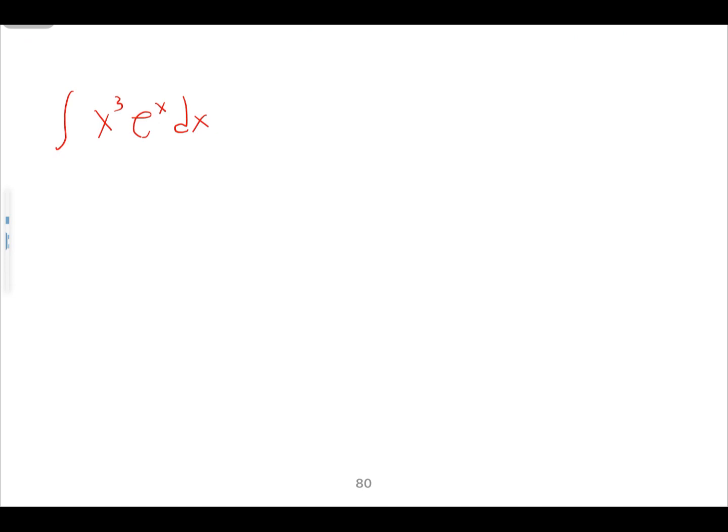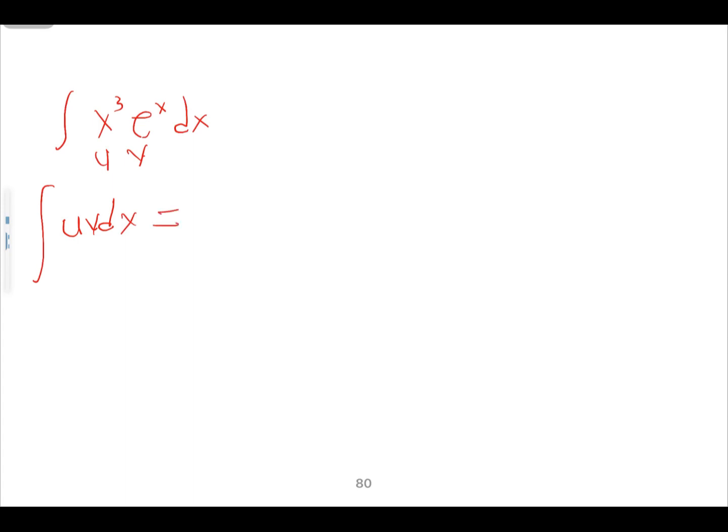When you get a question like this, the technique is the integral of u v, and then you choose your u and your v. Here we don't have dv, what we have is u and v. So choose them here.